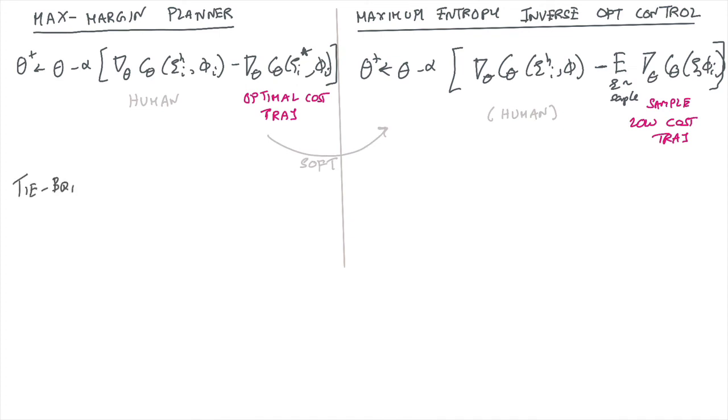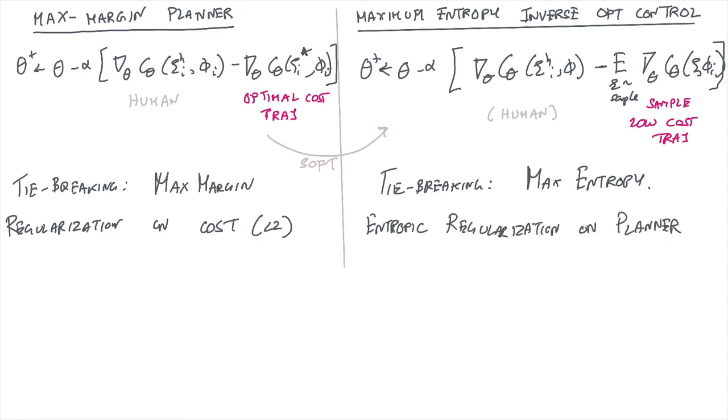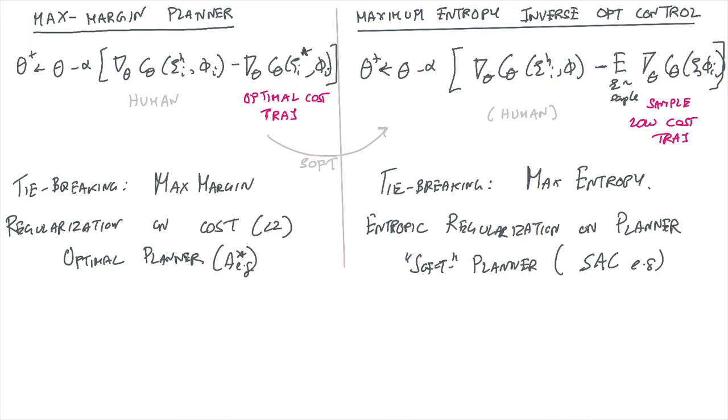Also recall that both algorithms require to break ties. So in max margin planning, we maximize the margin to break ties. For maxent control, we maximized entropy to break ties. Finally, on max margin planning, we were regularizing the costs. We had an L2 regularization. In max entropy planning, we were regularizing the planner. We had an entropic regularization. So finally, we used an optimal planner for max margin, and we used a soft planner for maxent. For example, soft actor-critic.